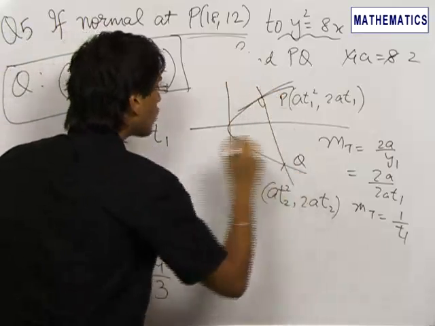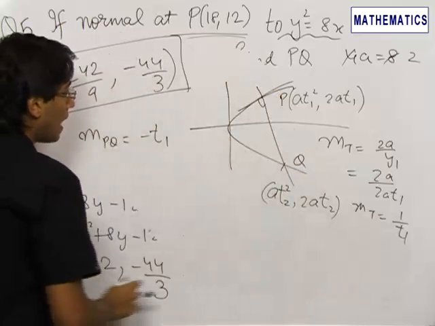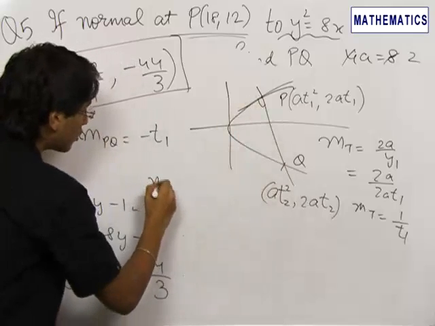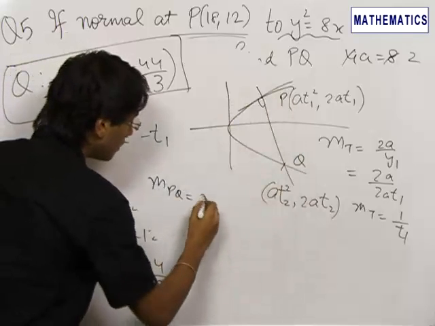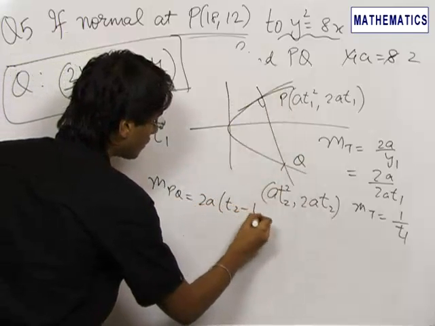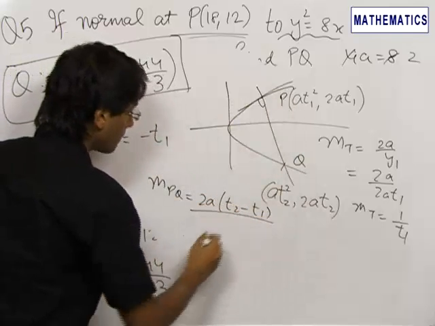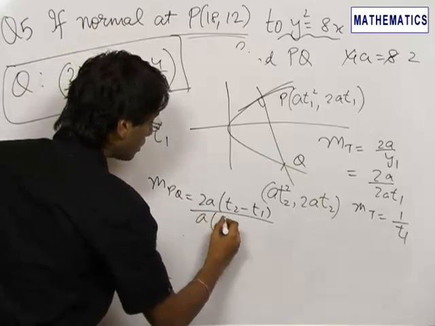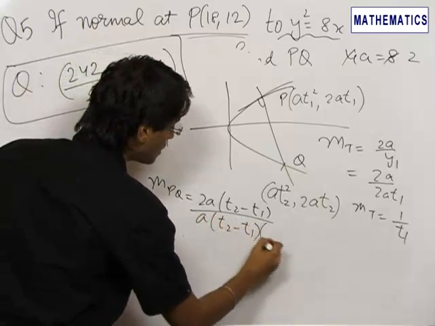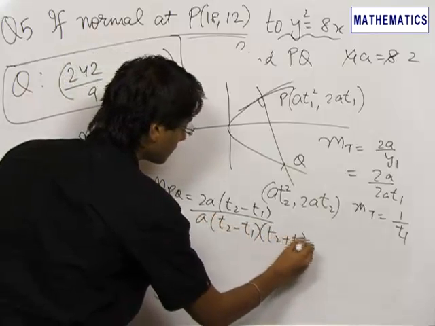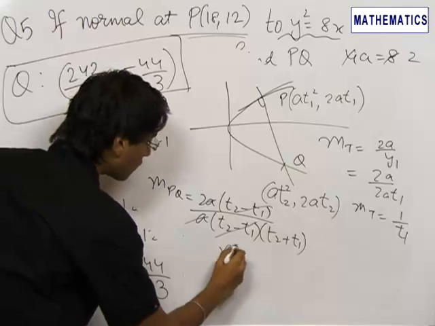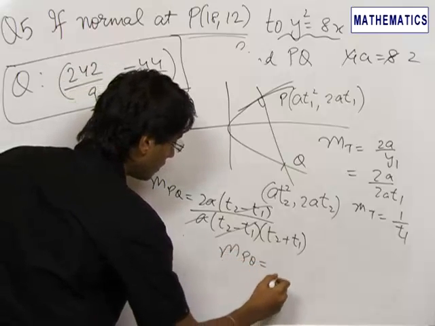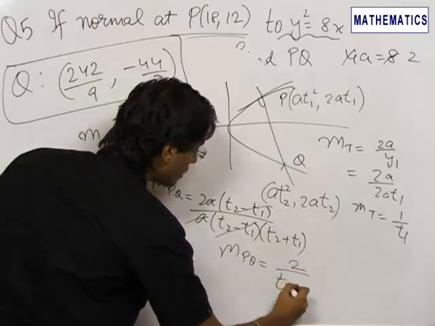Also PQ is acting as the chord for this parabola, and hence we have the 2 points, and we can get the slope of PQ by the 2-point formula, y2 minus y1 upon x2 minus x1. This becomes 2a times (t2 minus t1) upon a times (t2 square minus t1 square), which is (t2 minus t1) into (t2 plus t1). So the slope of line PQ also becomes 2 upon t2 plus t1.